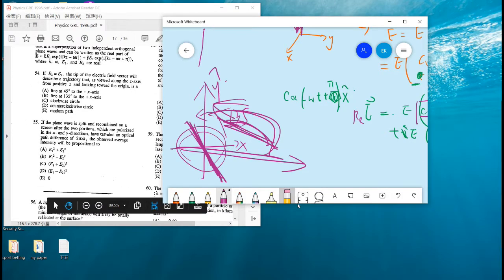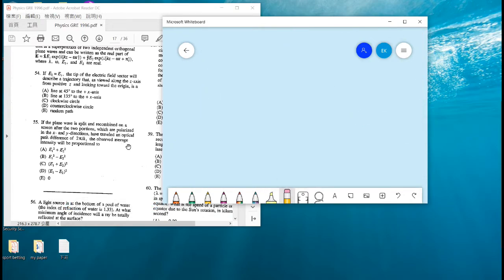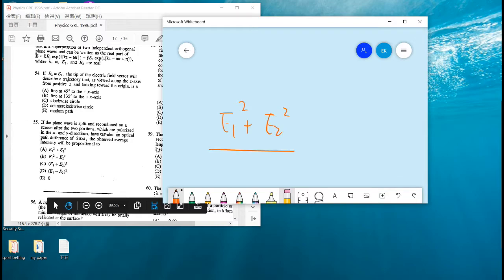Okay, and 55. Question 55 asks that if the plane wave is split and recombined on the screen after two portions, what is the amplitude, energy density? Since you already separated them, the density is just the sum of their squares. This is the answer.